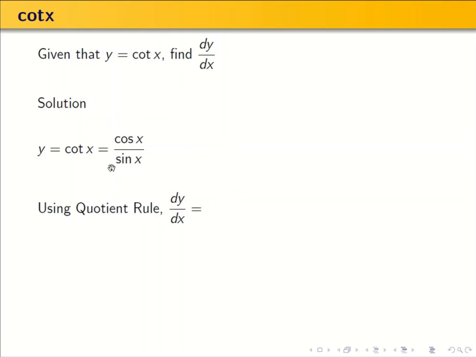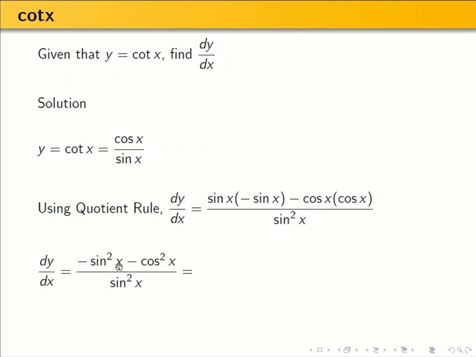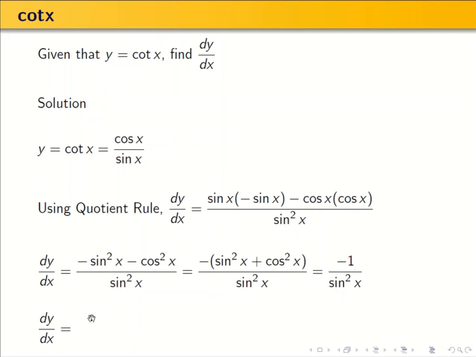The dy/dx will be what? Sine x times the differential of this, that will give me minus sine x. Then cos x times the differential of this, that will give me cos x. And then I simplify the top, I'll get negative sine squared x minus cos squared x over sine squared x. This will give me negative, sine squared x plus cos squared x all over sine squared x. Sine squared x plus cos squared x is what? 1. So I get negative 1 over that.